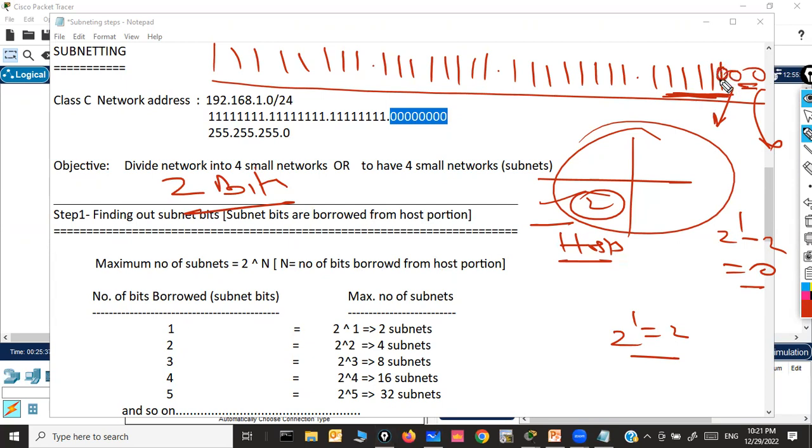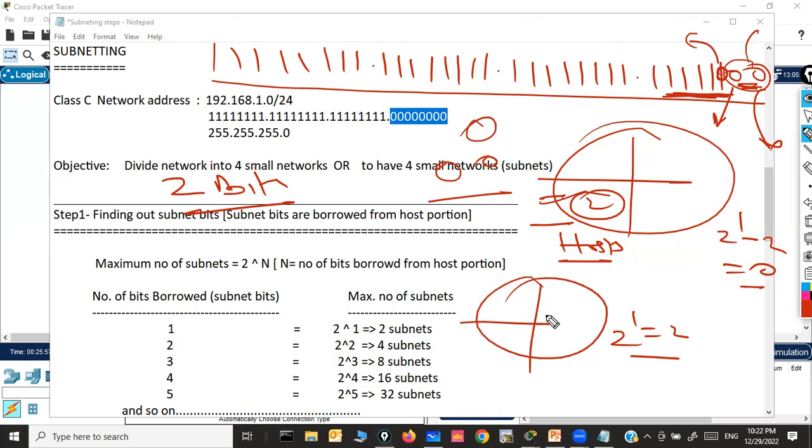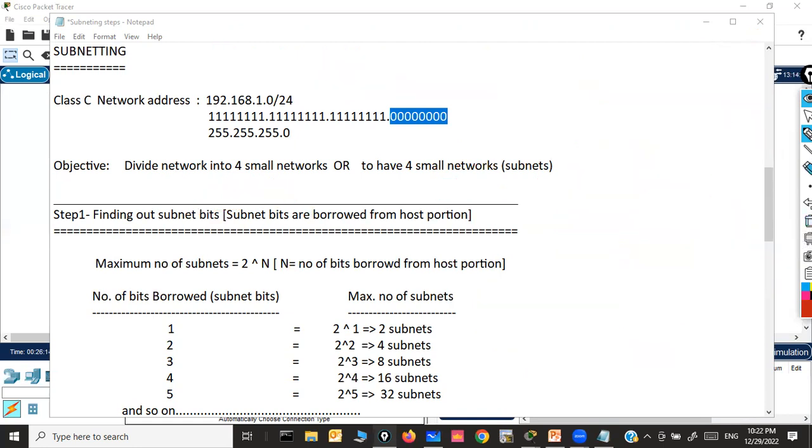Even if in total there are 3 zeros, we can borrow 1 bit and leave the remaining two for the host portion. But if there is only 1 zero or 2 zeros, then no, it cannot be subnetted further, because you already have a very small subnet, a subnet of 2 hosts only. A network means a minimum of 2 hosts. So this would be the only case wherein you won't have zeros to borrow.